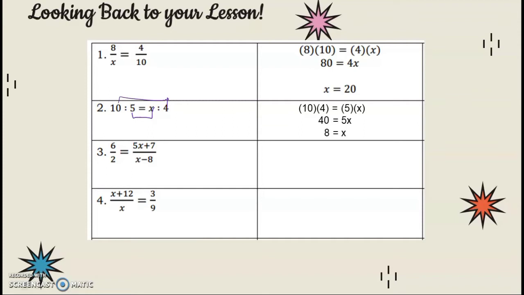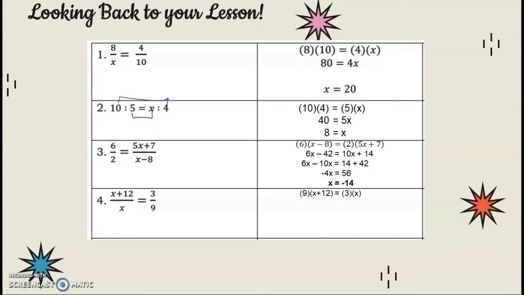Okay? Number 3. 6 over 2 is equal to 5x plus 7 over x minus 8. So, again, cross multiply. So, we have 6 times x minus 8 equals 2 times 5x plus 7. So, we have 6x minus 48 is equal to 10x plus 14. Then, 6x minus 10x is equal to 14 plus 48. So, 6x minus 10x is negative 4x equals 62. Then, divide both sides by negative 4. So, the value of x is negative 14.